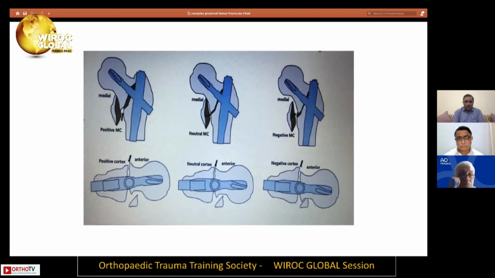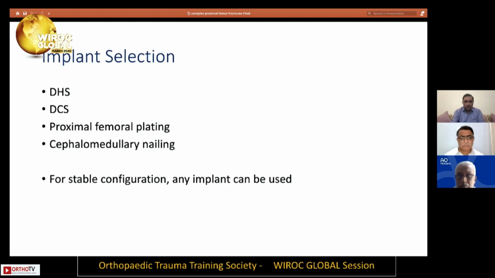Similarly, in a lateral view, the ideal would be an anterior positive reduction, where the cortex of the proximal fragment is anterior to the cortex of the shaft, or a neutral reduction where both are aligned. We should not accept a negative reduction, where the cortex of the proximal fragment is posterior to the cortex of the shaft of the femur.